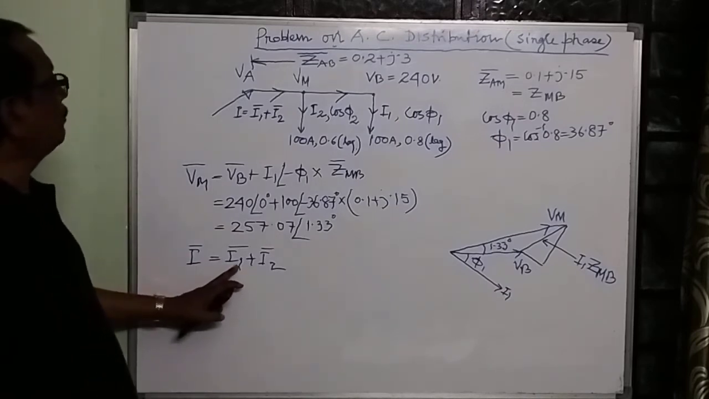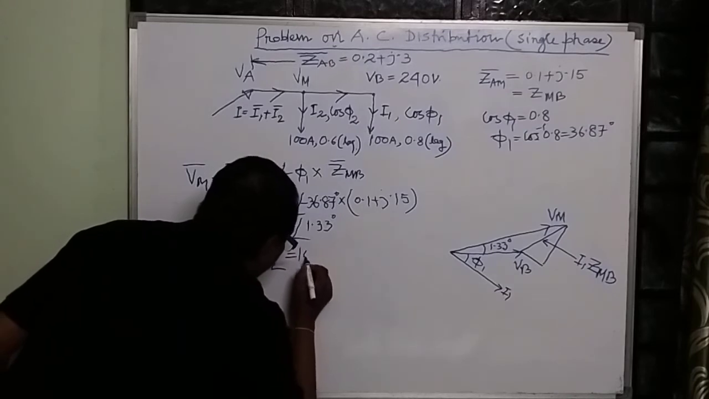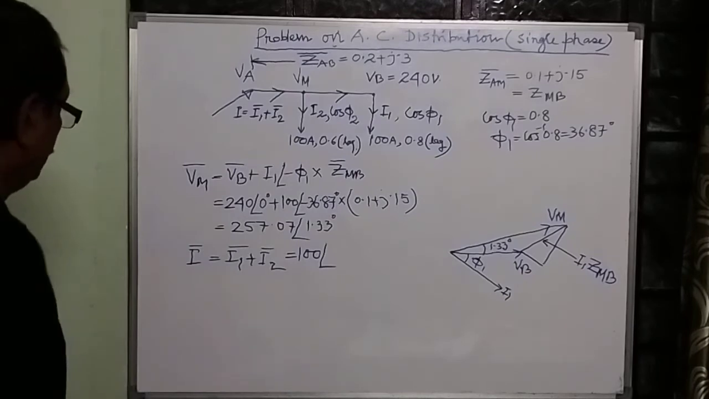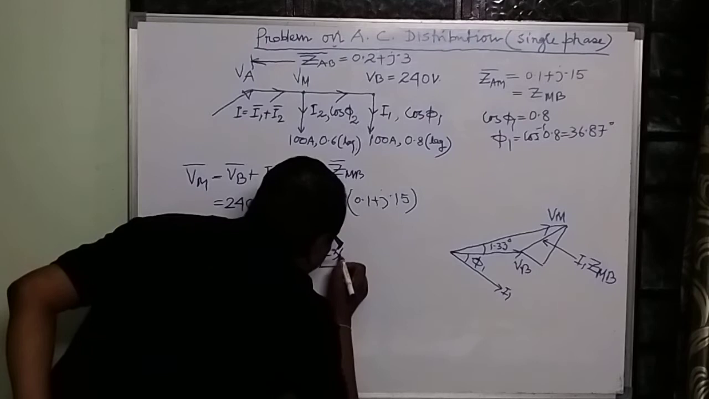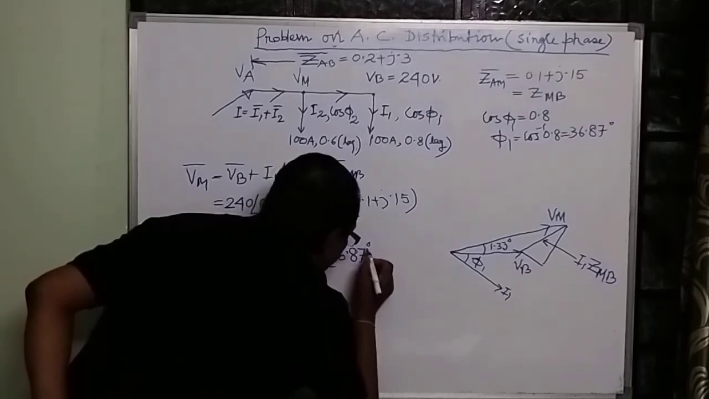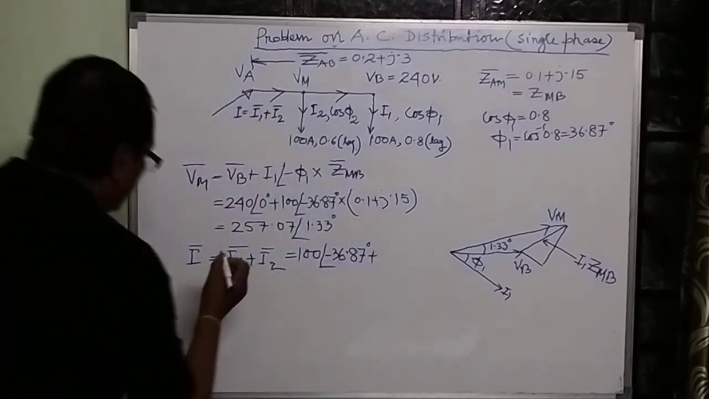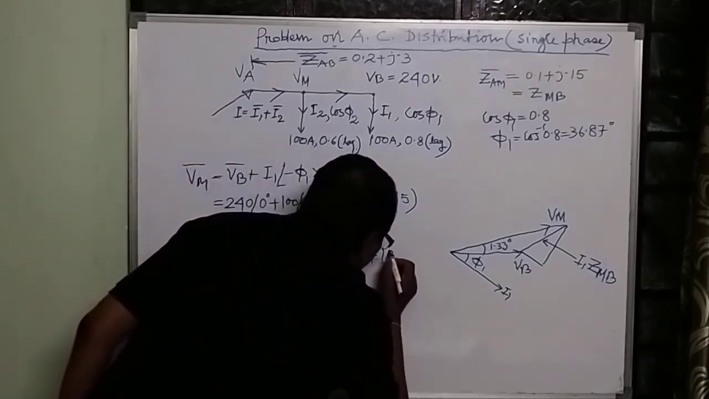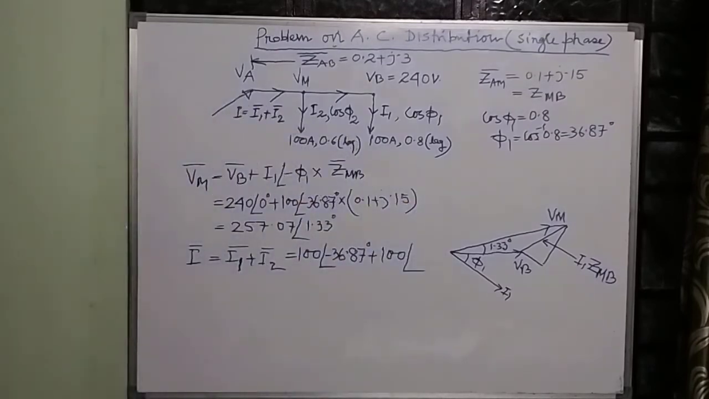Okay. Now I1 is 100 ampere, as the angle is minus 36.87, plus I2. I2 is 100 ampere and angle. Here is a vital point.